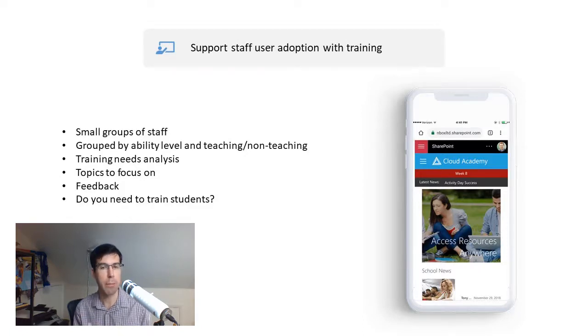Split them with teaching and non-teaching staff, because some stuff is going to be relevant for teaching staff, like setting assignments, but it's not going to be relevant for somebody in the finance department. So make sure that you split up your groups and you plan those out carefully as part of a training needs analysis. And pick which topics you're going to focus on.